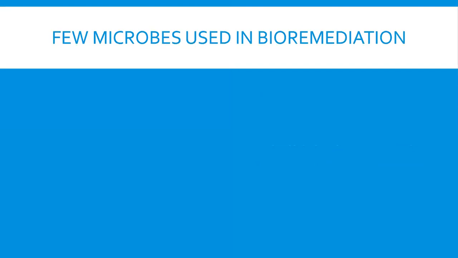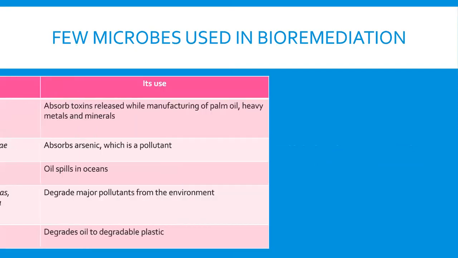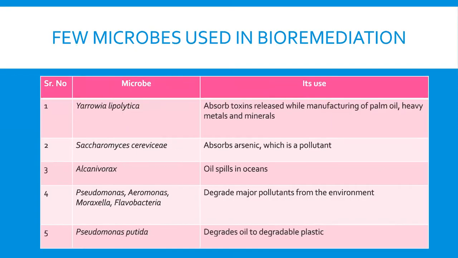Now there are a few microorganisms that can be used in bioremediation, and some of them are Yarrowia lipolytica. That means it absorbs toxins released while manufacturing palm oil, heavy metals, and minerals. So it's really important. Saccharomyces cerevisiae absorbs arsenic, which is also a very lethal pollutant. Then there is Alcanivorax borkumensis. Alcanivorax is used for oil spills in oceans. Then we have Pseudomonas, Aeromonas, Moraxella, Flavobacteria. So these degrade major pollutants from the environment when introduced into the environment.